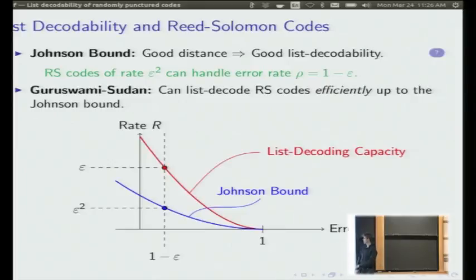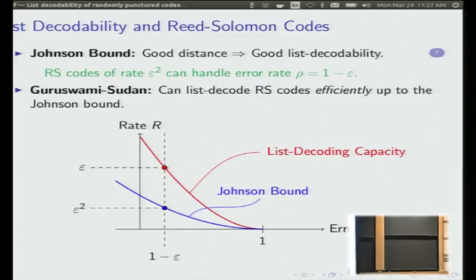Okay. But this is perhaps not quite as nice as we would hope, right? I said this is awesome, but there's a gap here with this epsilon squared. So here's the list decoding capacity theorem, which I showed you before, which says that if I want to handle error rate like 1 minus epsilon, so nearly all of the symbols are corrupted, I would like my code to have rate about epsilon. That's the information theoretic limit.